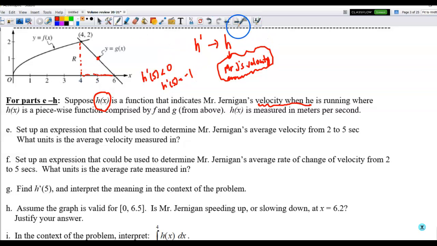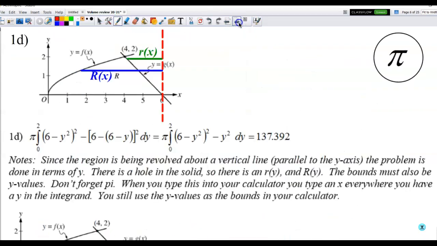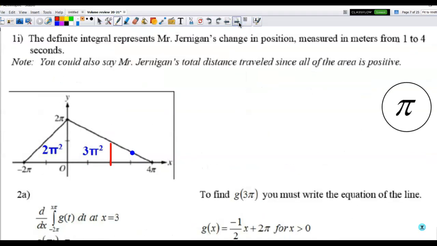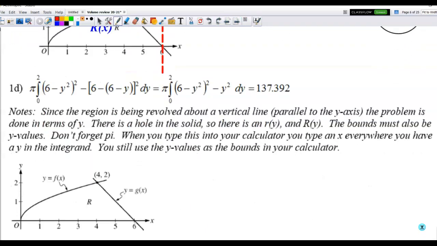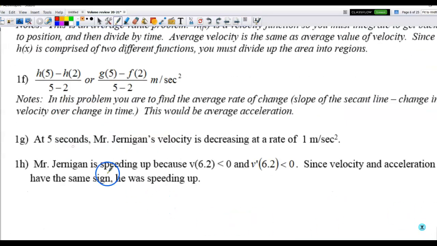So let's look at our sentence that we're going to be here for. We'll figure out which letter it is when we see it on the answer sheet. So at 5 seconds, the subject of my sentence, Mr. Jernigan's velocity, you could add in when he is running, is decreasing at a rate of 1 meter per second squared because h prime of 5 is less than 0.